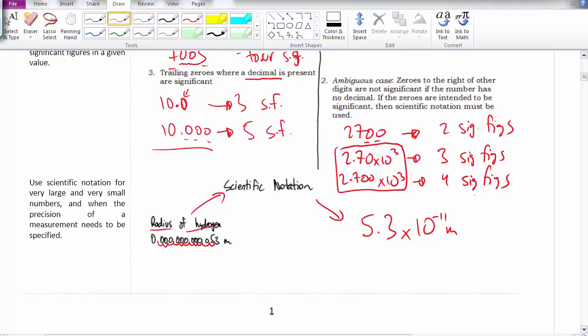A couple of things about scientific notation: this first number is always between 1 and 9, and it's always to the base or power of 10. And all the numbers that we specify here are significant. So this is 2 significant figures, this number is 4 significant figures, and this number here is 3 significant figures.